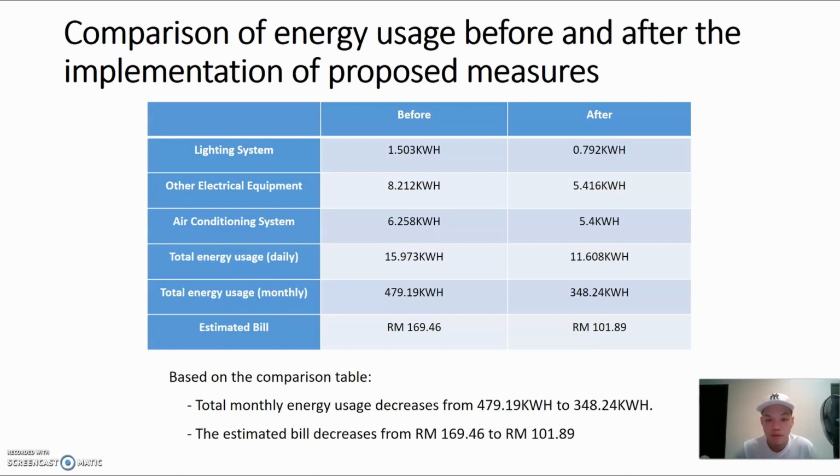Based on the comparison table, we know that the total monthly energy usage decreased from 479.19 kilowatt per hour to 348.24 kilowatt per hour. Besides, the estimated bill also decreased from 169.46 ringgit to 101.89 ringgit.